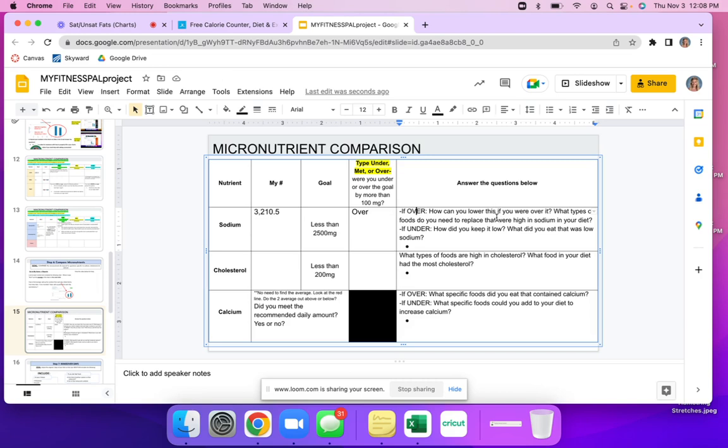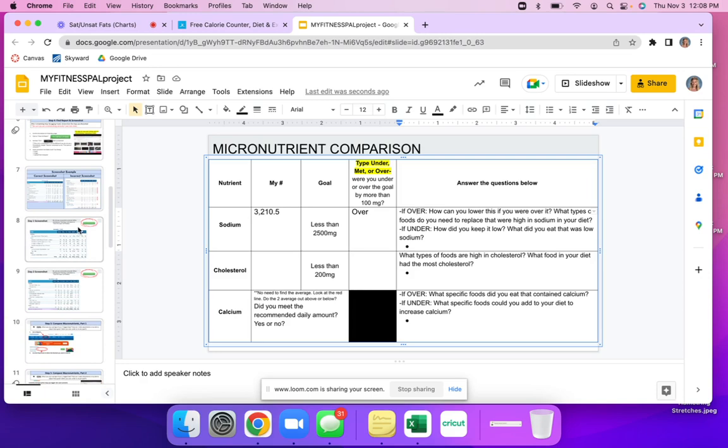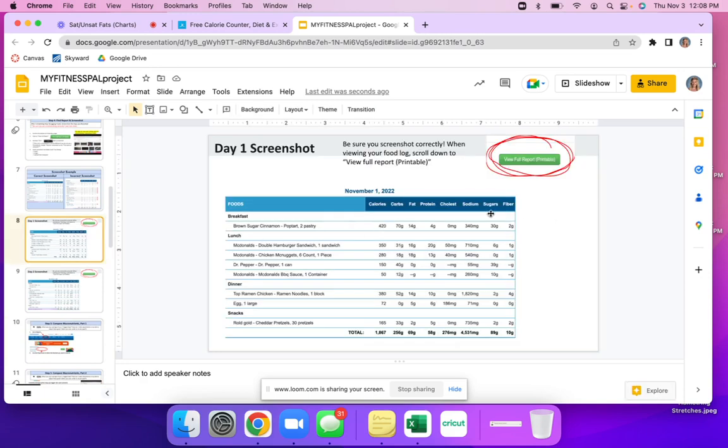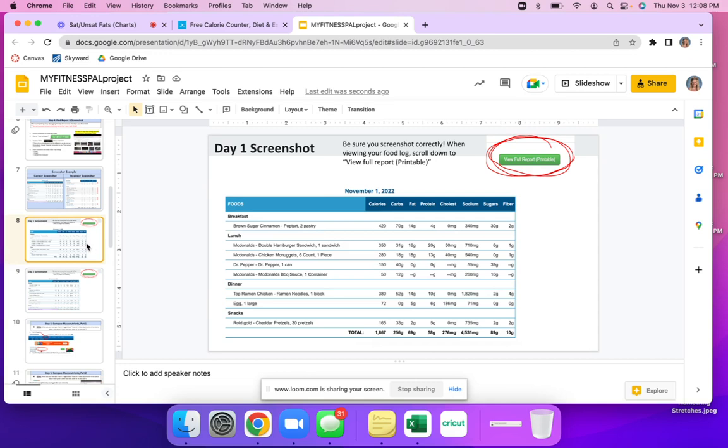How can I lower it? What types of foods do I need to replace that were high in sodium? And then if under, how did I keep it low? What did you eat that was low in sodium? So I would go here and I would look at my screenshots and I would want to look at what had sodium in my diet. Usually I'm going to look at the things that cause me to eat the most sodium because that makes it easier for me to get that number down.